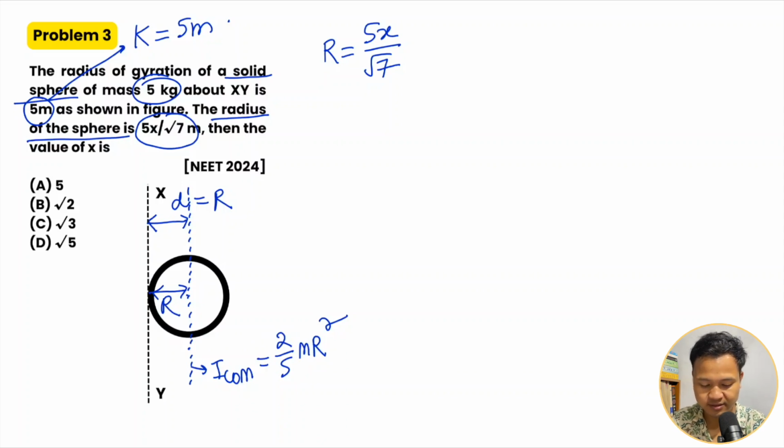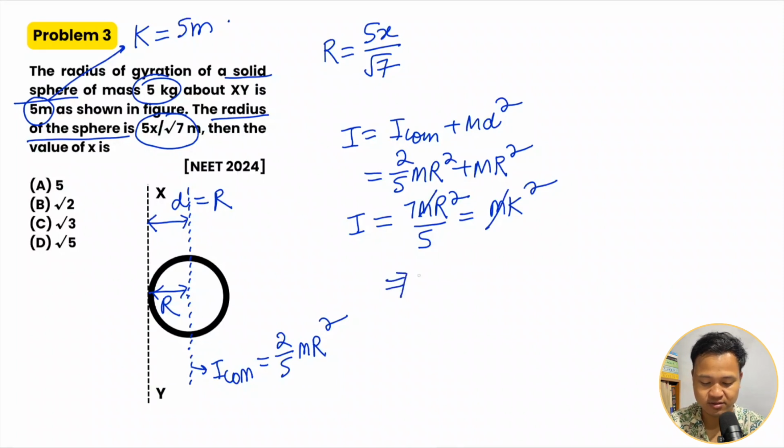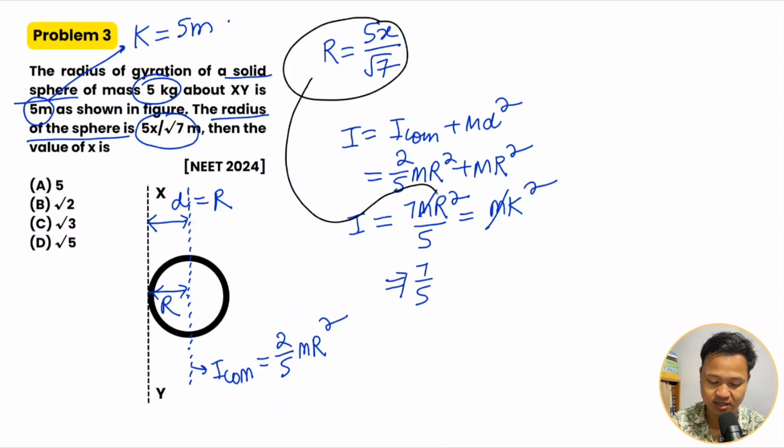So the moment of inertia about the given axis is I_COM plus md squared. That is 2/5 mr squared plus m into d squared, where d is r. Therefore you'll have 7 mr squared divided by 5 about the tangential axis. Equating this to mk squared, the mass gets cancelled out, so k squared is 7/5 into r.